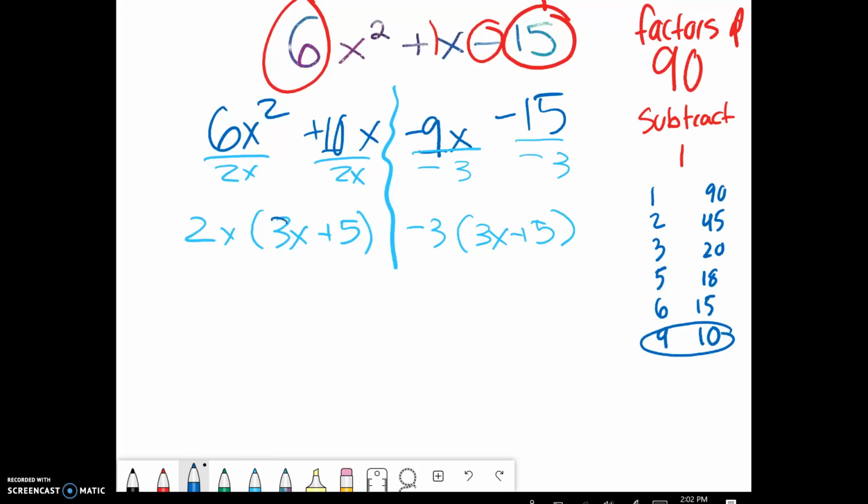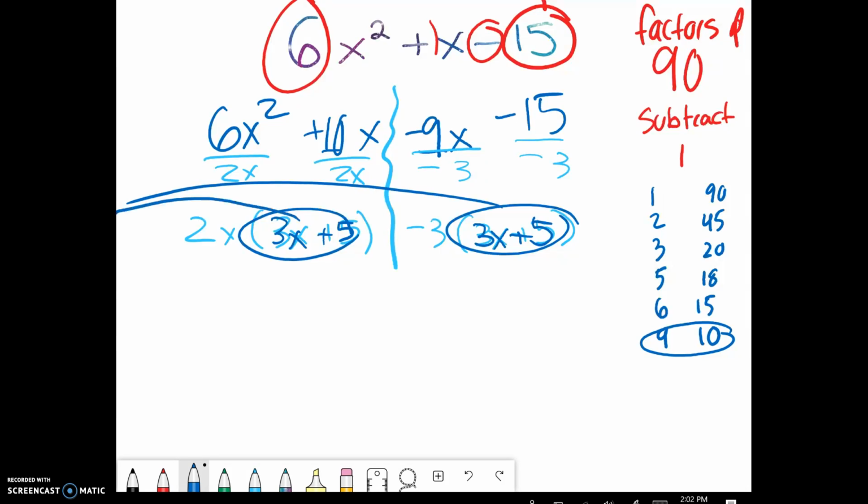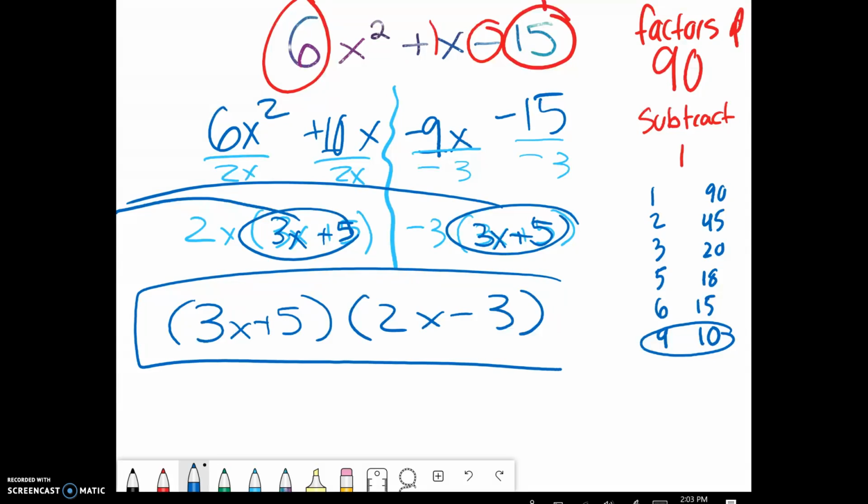Right, so we have 3x plus 5 here, and 3x plus 5 here, and I can factor those out to give me 3x plus 5, and my other factor would be 2x minus 3. I look back, I didn't have a greatest common factor at the beginning, so this is my final answer.